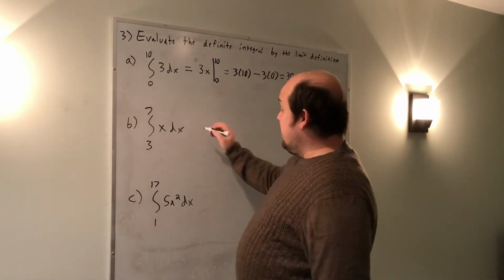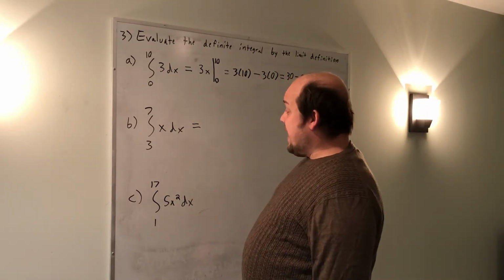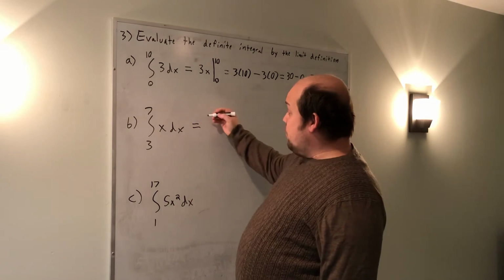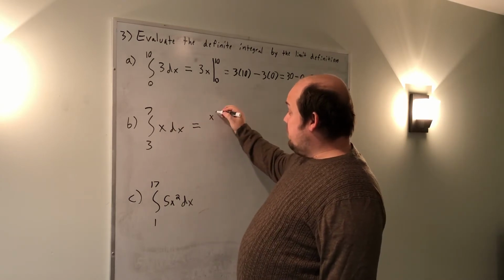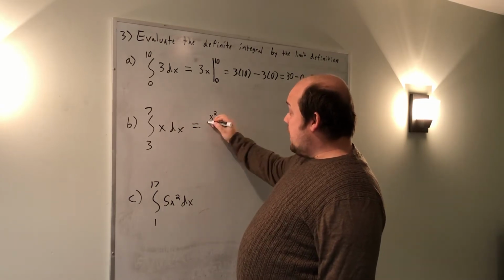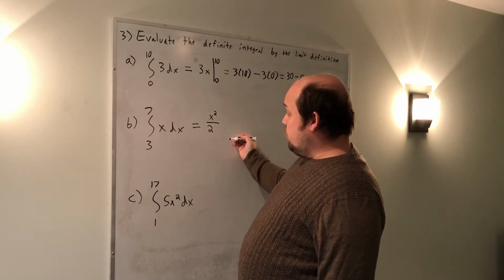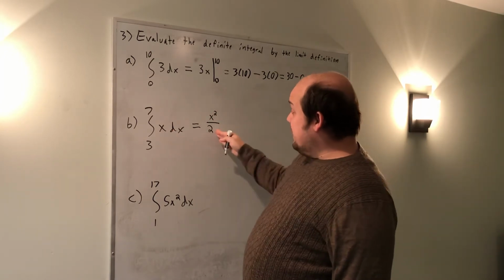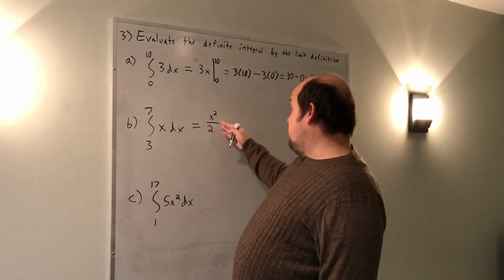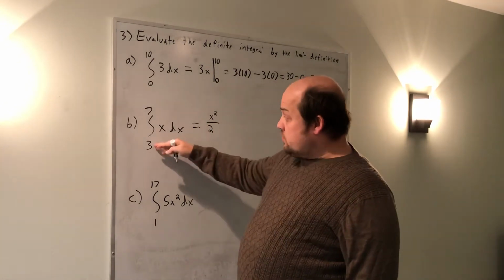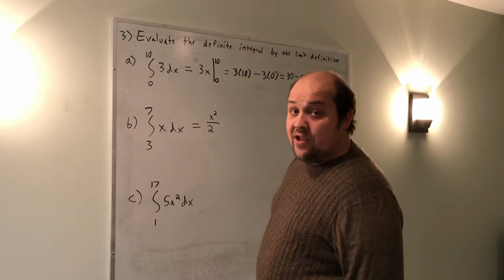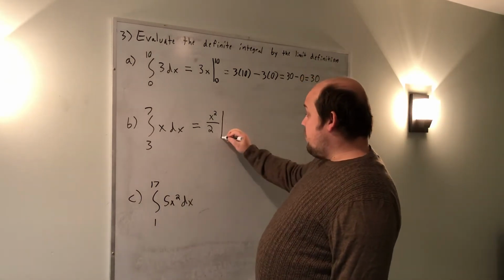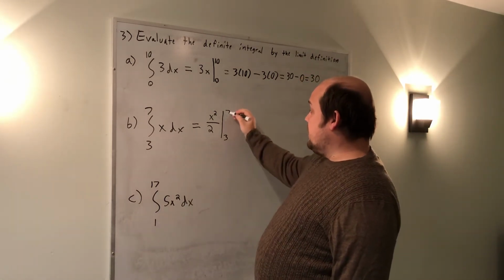Moving on to part B. This asks me to integrate x dx. I add 1 to the power that used to be 1. It becomes x to the second. I divide by the new power, 2. This would have been the answer if it was an indefinite integral, really plus c. Because there's numbers on the integral, I need to evaluate at those two numbers. So I write my evaluation line from 3 to 7.